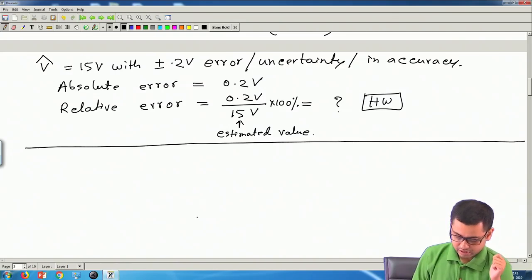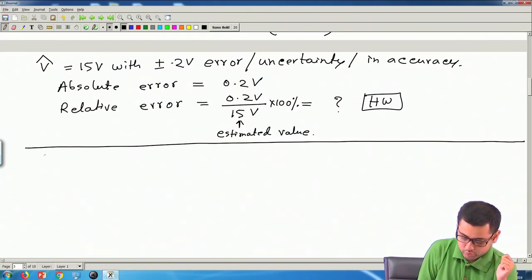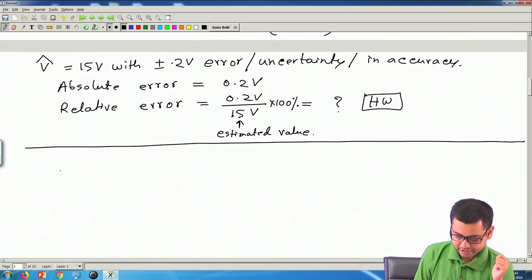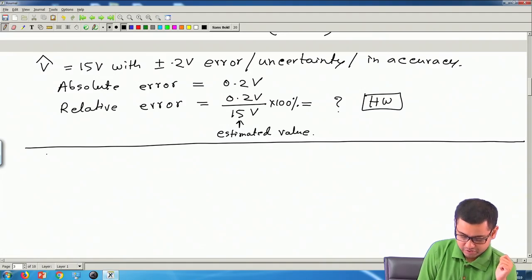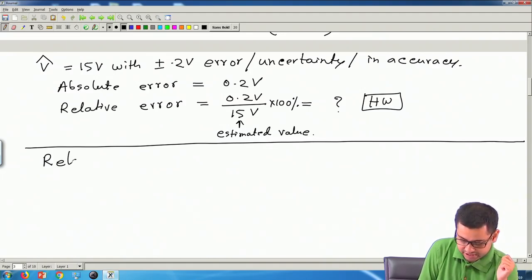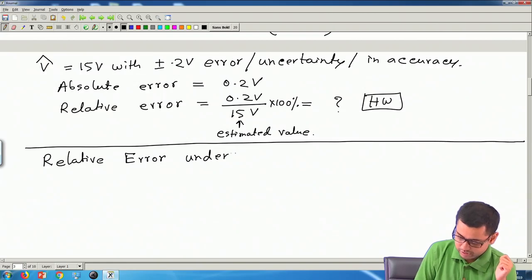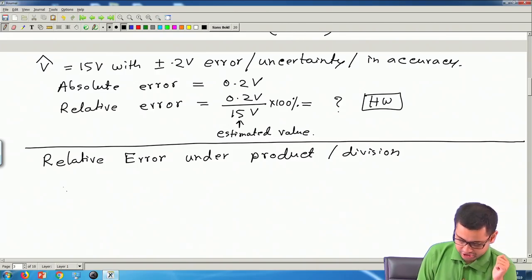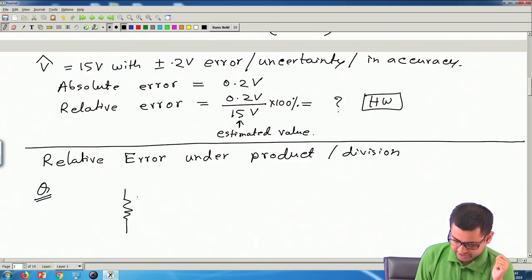Now let us consider how relative error is aggregated when we take products of quantities. The topic title is relative error under product or division. Consider a question. Say we have a resistance which is carrying some current I. We are measuring this current with an ammeter A, and the voltage drop across it is V. We are measuring the voltage drop with a voltmeter V.